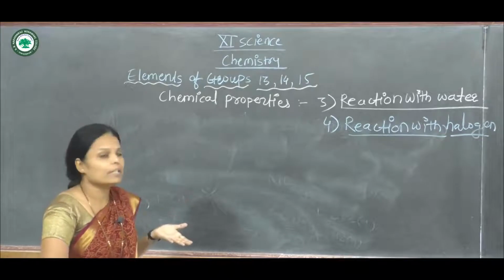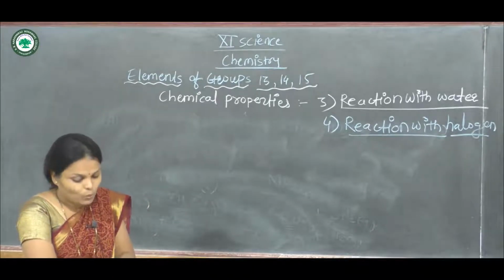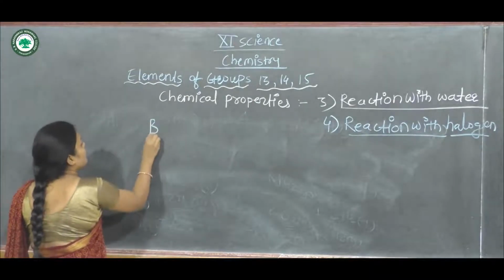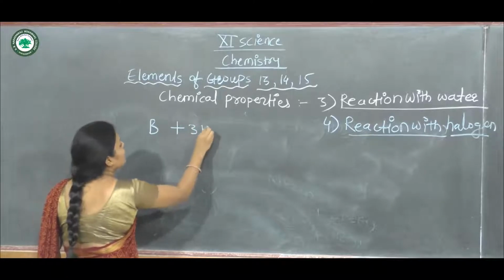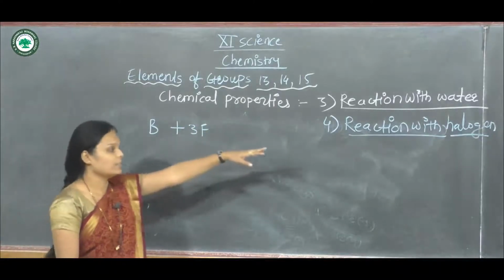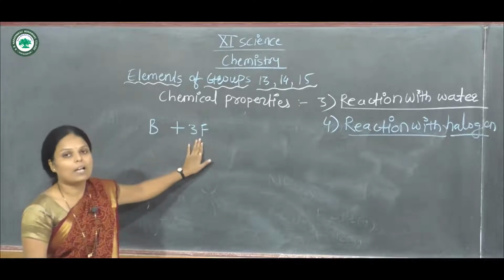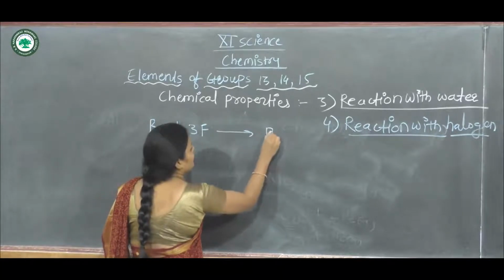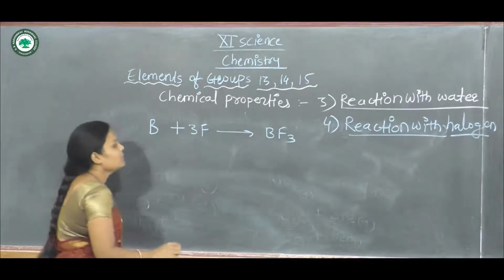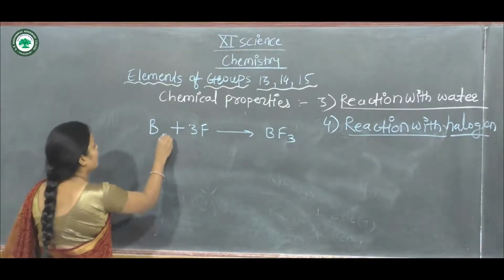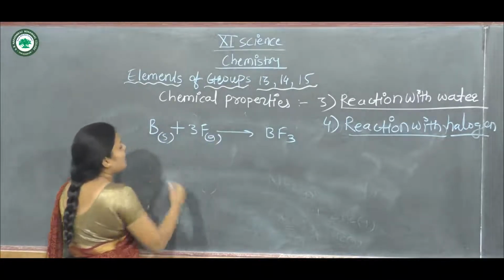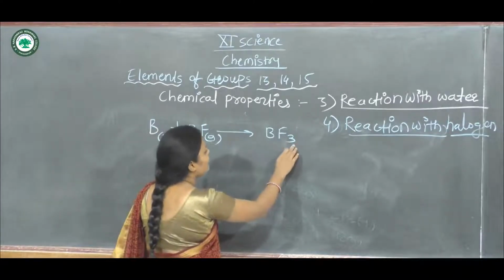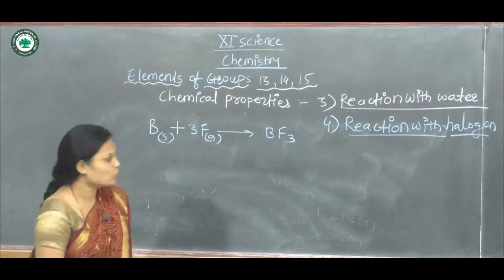Here we take the group 13 elements. Group 13 has boron. Boron reacts with 3 molecules of fluorine. Fluorine is a halogen compound, and it forms boron trifluoride, BF3. BF3 means boron trifluoride. Boron solid reacts with fluorine gas, and boron trifluoride is formed as a solid.